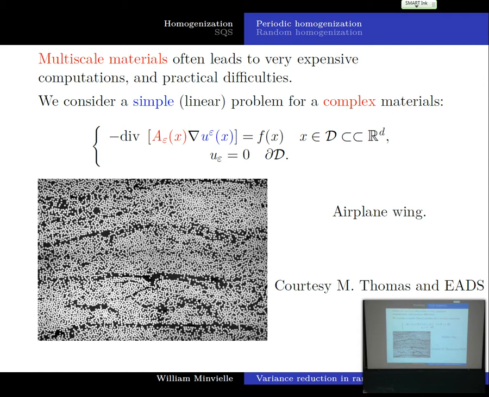So let's think of a very easy way to model this, which is a simple linear elliptic equation in divergence form. And I will embed the fact that the material is very complex and at the scale of the micrometer into the fact that A depends on the small parameter epsilon, and hence the solution depends also on the small parameter epsilon. And we've seen this equation arise in previous talks.